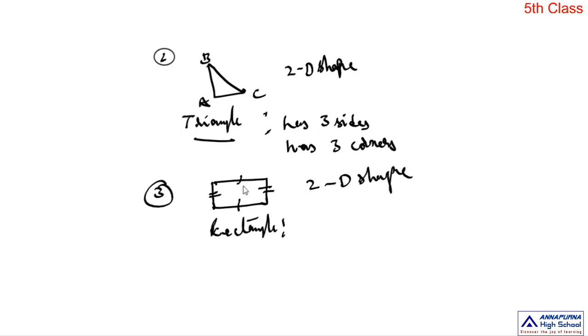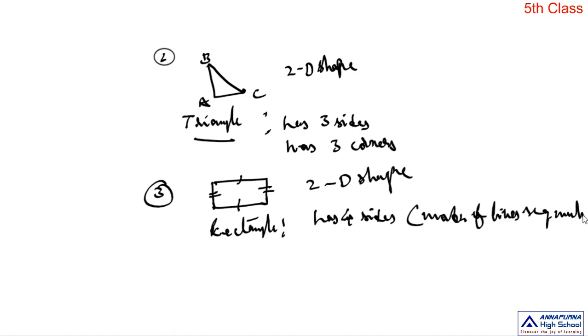According to the definition of a rectangle, opposite sides are the same in length. So it has 4 sides. These 4 sides are made up of what we call line segments. Just observe it. Made of line segments. Here also made of line segments.